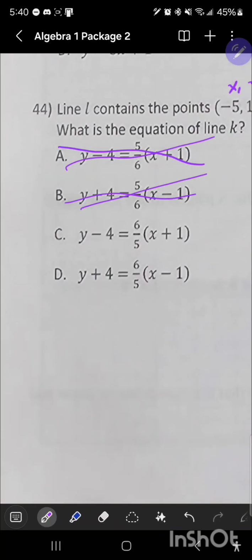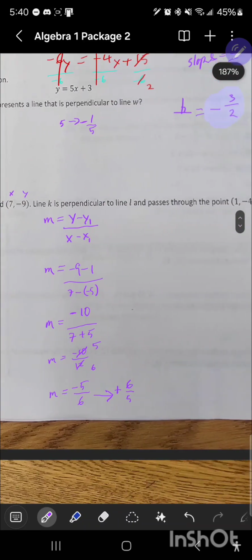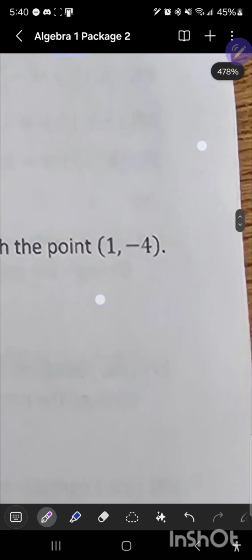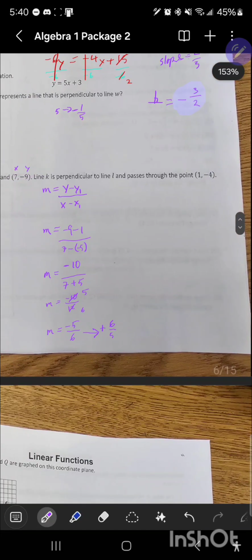So I can go here, and I will say, okay, this is not my answer. Alright, this is not my answer. I have two left. Let's see what it is. Now let's just find the equation for line K.